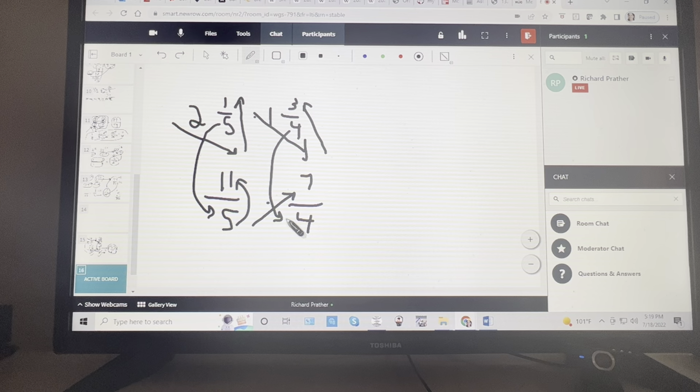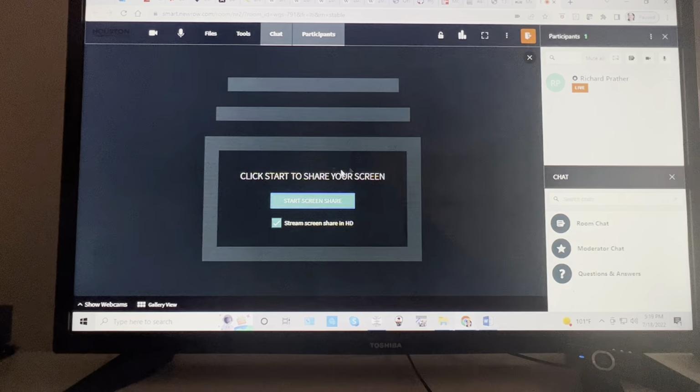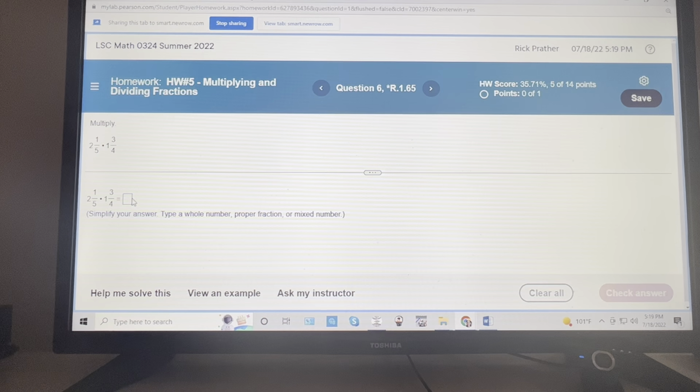5 does not go into 11 or 7. 4 does not go into 11 or 7, so there's nothing to reduce. Go straight across. 11 times 7 is 77. I keep getting that answer, but 5 times 4 is 20. It will definitely not reduce because when I was at 11, 5, 7, and 4, nothing there reduced. 77 over 20.